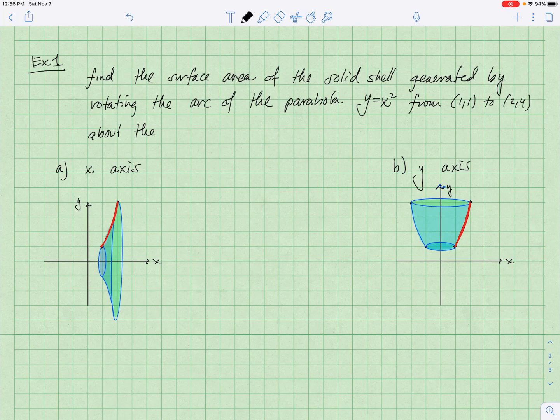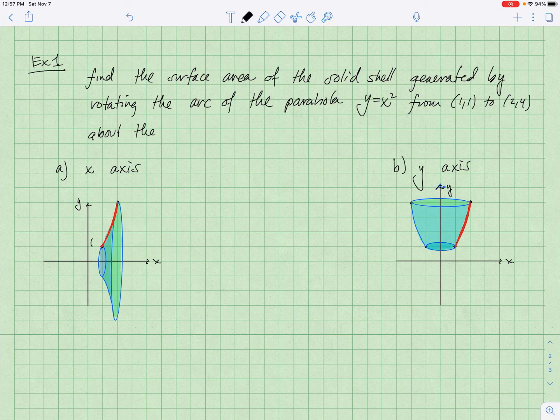All right, let's take a look at our first example of surface area. The directions are to find the surface area of the solid shell generated by rotating the arc of the parabola y equals x squared from the point 1, 1 to the point 2, 4, about, in part A, the x-axis, and in part B, around the y-axis.